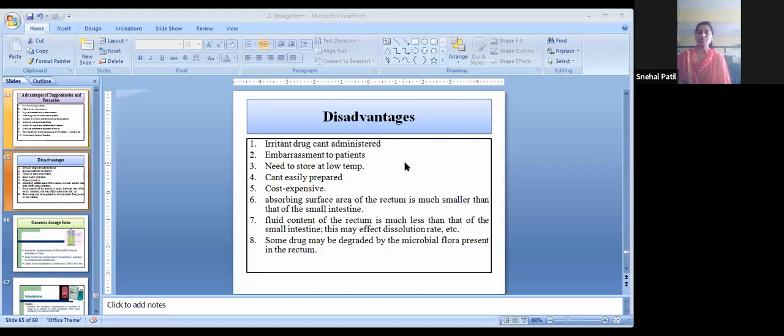The absorption surface area of the rectum is much smaller than the small intestine. Then the fluid content of the rectum is much less than that of the small intestine. This may affect the dissolution rate.